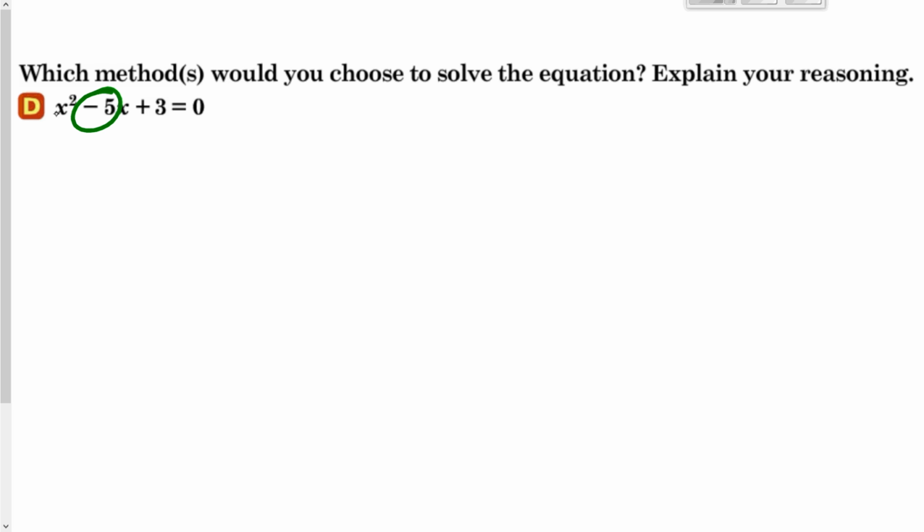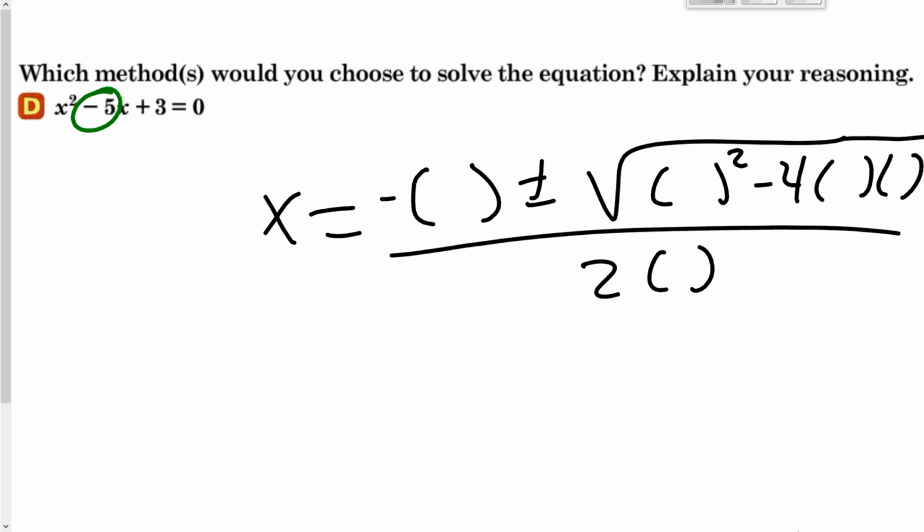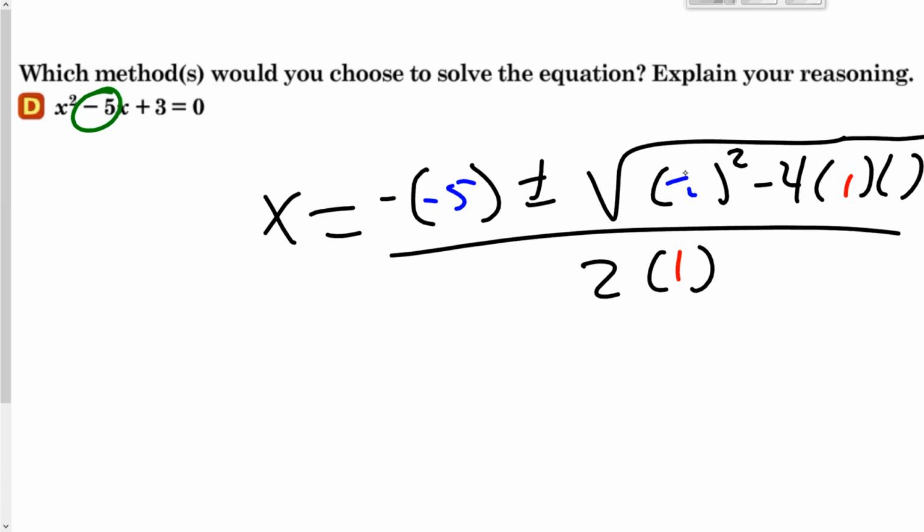My a is 1, my b is negative 5, and my c is 3, because it's set equal to 0. So we have negative b plus or minus the square root of b squared minus 4ac all over 2 times our a. We can enter in our a, which is 1, our b, which is negative 5, and then our c, which is 3.